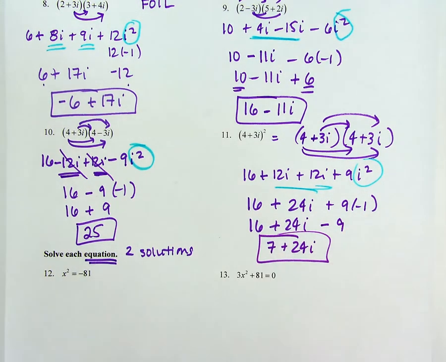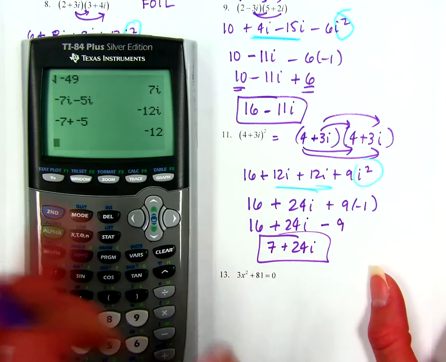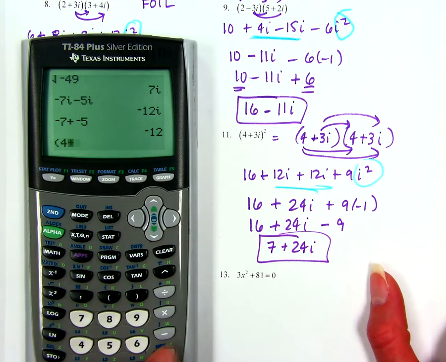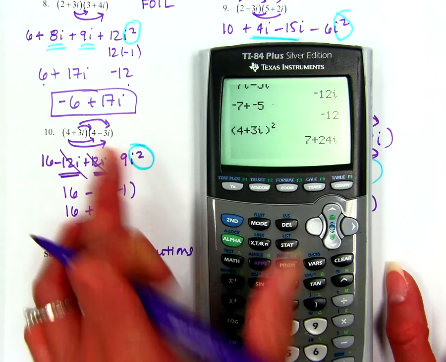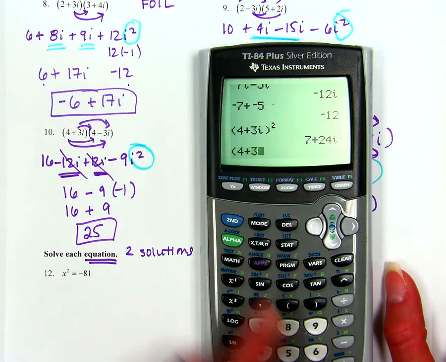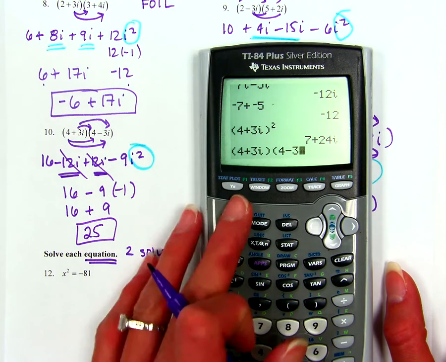Now I'll give you a way to check your answer. So we talked about how do you check that? Well, 4 plus 3i, if you find the i button on your calculator and square it, there's your answer, 7 plus 24i. If you do this one, 4 plus 3i times 4 minus 3i.